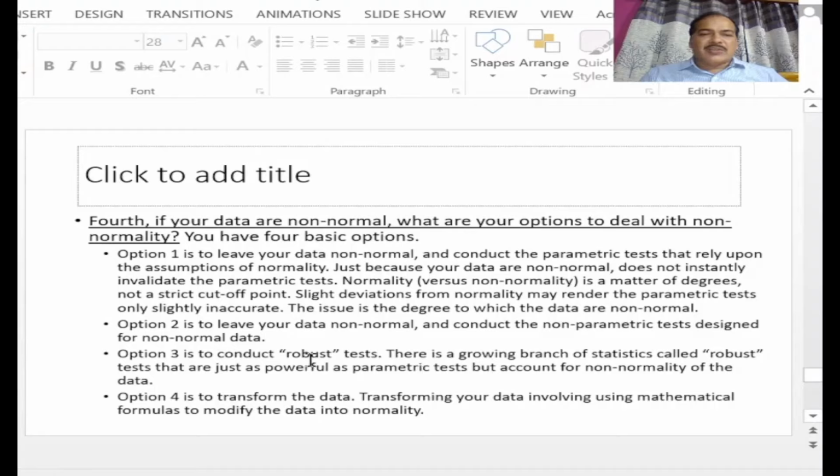The second option is to leave your data non-normal and conduct a non-parametric test designed for non-normal data. The third is to conduct a robust test. There is an emerging branch of statistics called robust tests that are just as powerful as the parametric tests but account for the non-normality of the data. And the fourth option is to transform the data. Transforming your data basically involves using mathematical formulas to modify the data into normality.